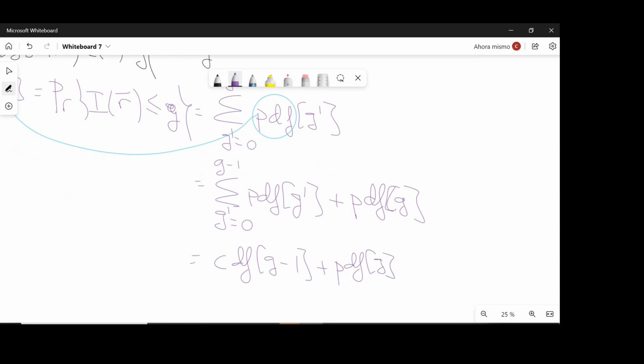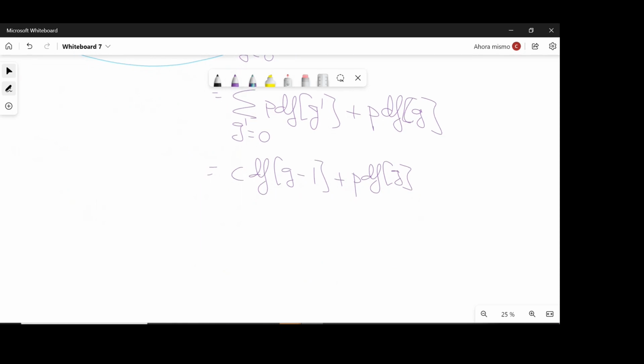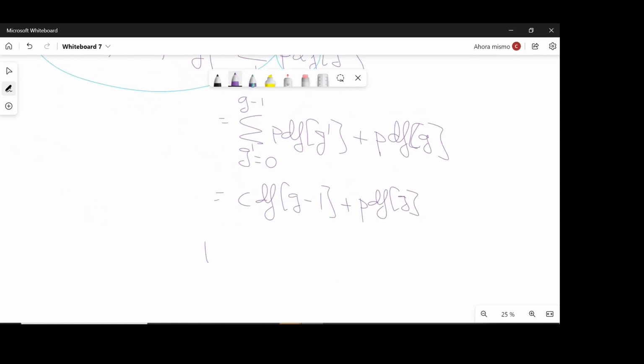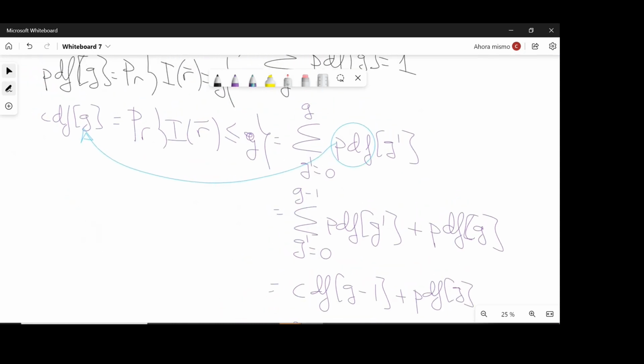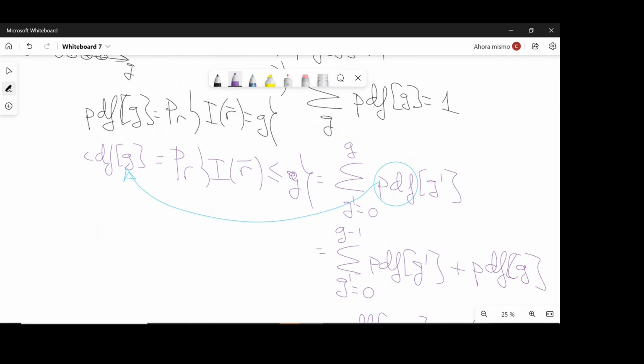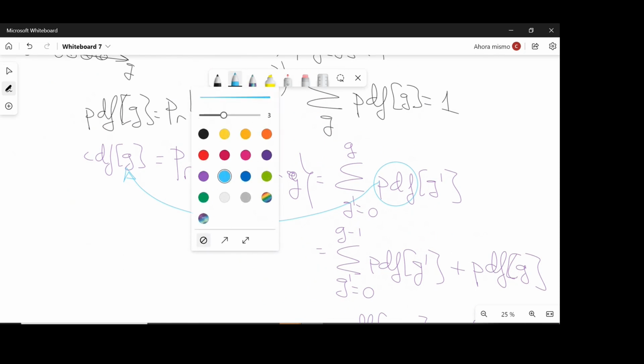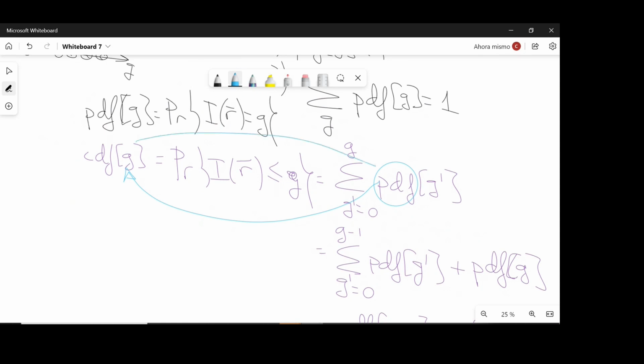If you want to compute the sum up to G, you can compute the sum up to G minus 1 and then add the last value. But now we can easily solve for the PDF. So the PDF of G is equal to the CDF of G minus the CDF of G minus 1. So now we can go the opposite way, from the CDF to the PDF.